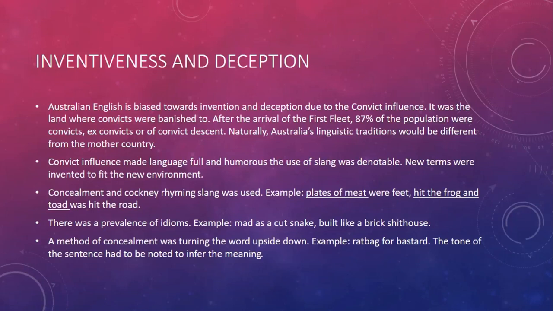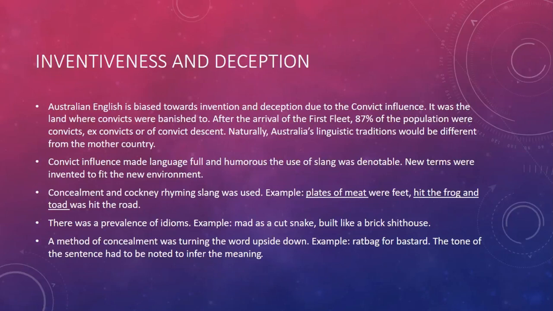For example, instead of calling someone a bastard, they used to call him a rat bag. Rat bag and bastard, some similarity is there in these two words, but the tone of the sentence has to be noted to understand the meaning. For example, you're calling somebody a rat bag, you have to call him exactly like you would call him a bastard.